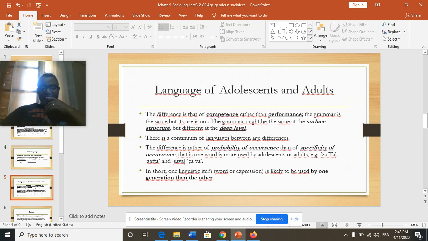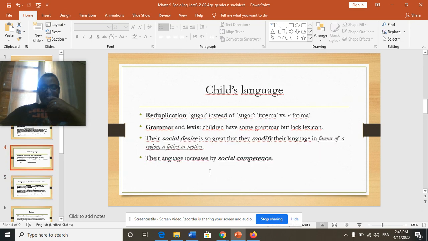Now, the techniques, well, we call them techniques with application, what is used by the children when they are very young. They use with application. They say Google instead of sugar in English, or Tatima instead of Fatima in Algerian Arabic.